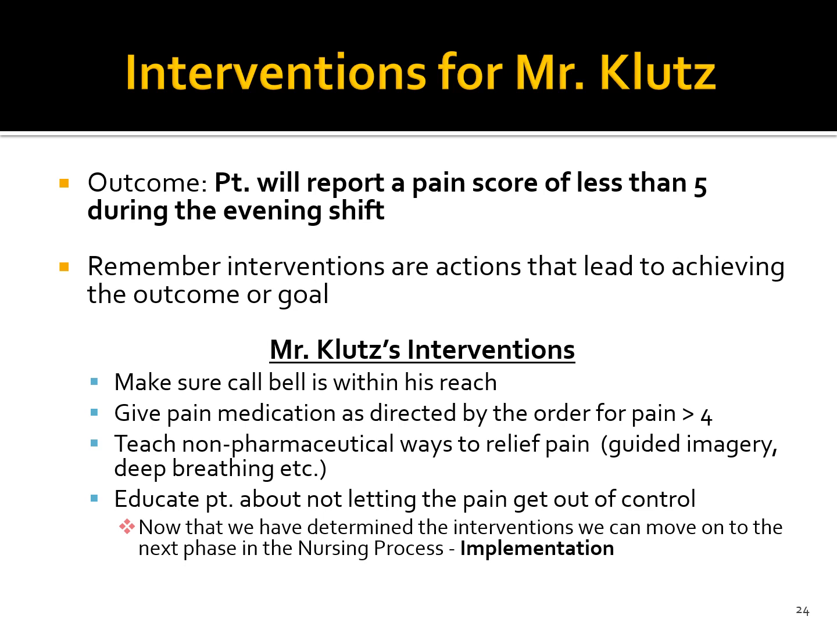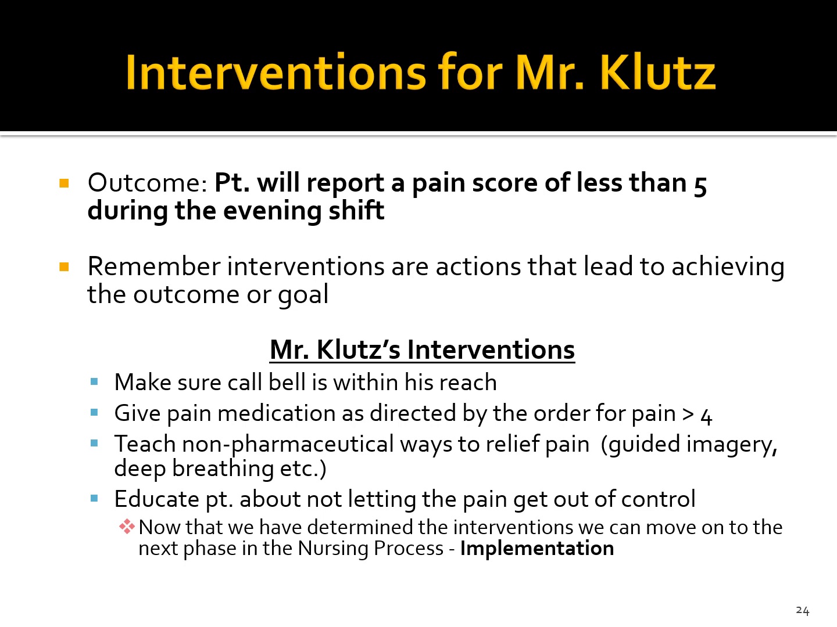Make sure his call bell is within reach. Give pain medication as directed by the order for pain greater than 4. Teach him non-pharmacological ways of relieving pain, guided imagery, deep breathing, a whole bunch of things like that. And educate the patient about not letting the pain get out of control. Once pain starts to get high, it's harder to treat. So that is basically the planning stage of our ADPI.